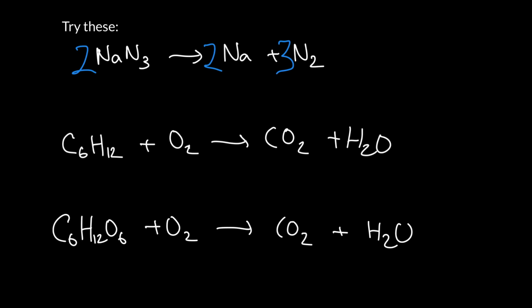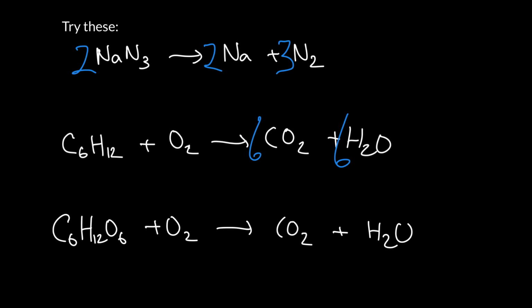If we look at the second one, we can see there's 6 carbons on the left, and we need to have 6 on the right, so we can just put a coefficient of 6 in front of the CO2. There's 12 hydrogens on the left, and the only place hydrogen shows up on the right is in water, and it comes 2 at a time. So if there's 12 on the left, we need 12 on the right, so we put a 6 there.